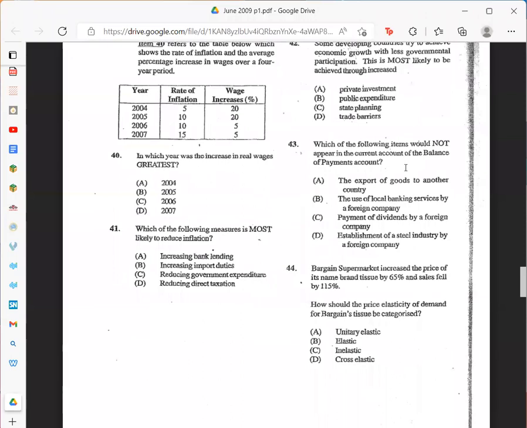So 43 now, which would not appear in the current account of the BOP? 43, send me your answer for 43. So you're saying B, the use of local banking services by a foreign company? No, that is just an export of a service or an import of a service, right? So A is out, B is out, there's a service.